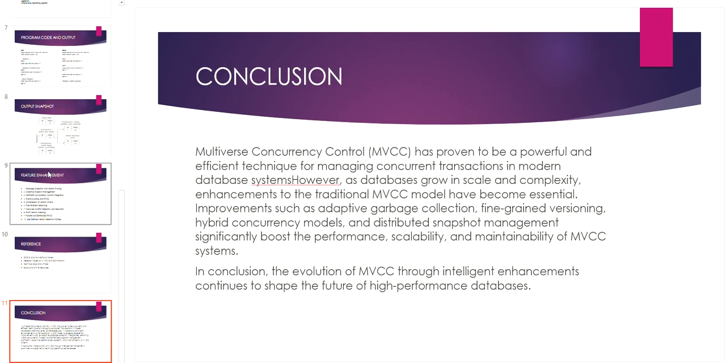So, to wrap it all up, multi-version concurrency control is an effective and efficient way to manage multiple users accessing the database at the same time. Instead of making people wait, MVCC gives them their own version of the data to work with. It improves speed, avoids locking issues, and is perfect for modern systems with high concurrency. And with ongoing improvements, MVCC is only getting more powerful.